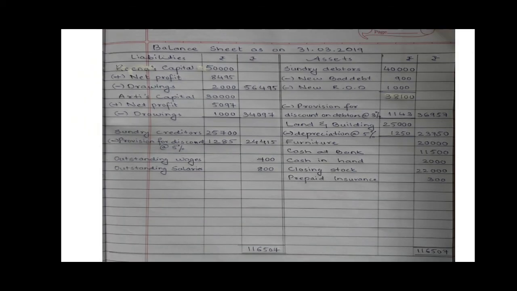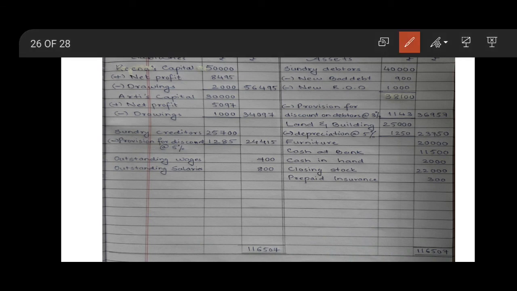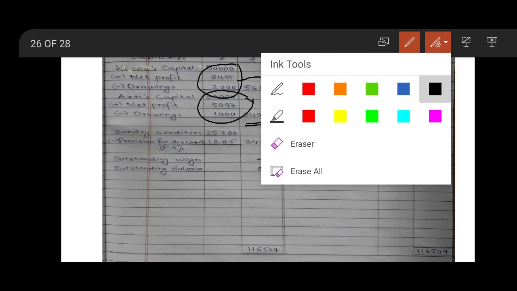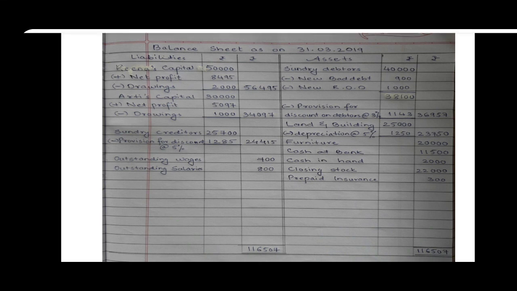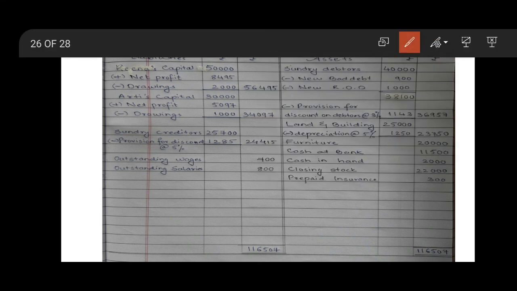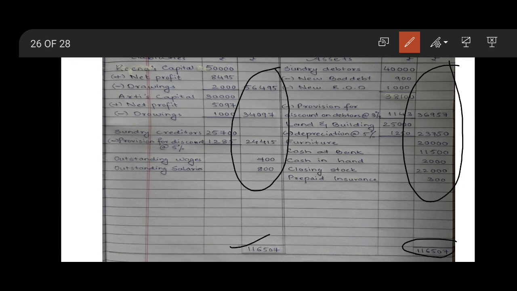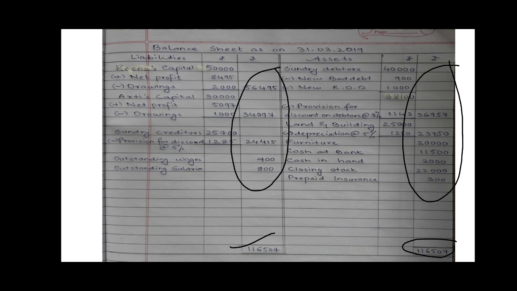Now we'll close this balance sheet. Before closing, take the total of capital in the outer column. Take all this 50,000, add net profit less drawings. So you will get this amount in the outer column, and also for Aarti 30,000, add net profit less drawings and take the balance outside. After this you will take the total of the asset side and liability side. Take the total of the asset side here, you will get this much, and the liability side you will get this much. So here your account tallies.